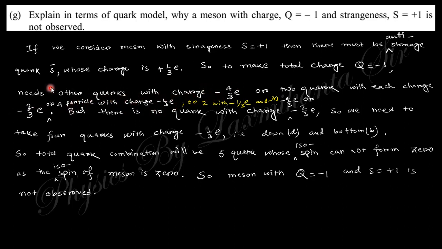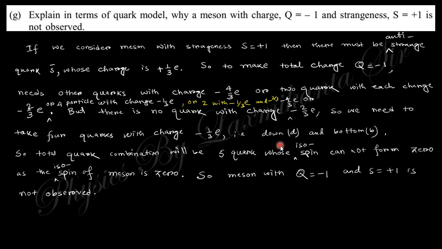Clear? So there is one anti-strange quark particle, and you need to take 4 quark particles with charge -1/3. You know -1/3 charge is for down and bottom, or you can say anti-up, anti-top. But you need to take 4 quarks and there is one more, so there are 5 quark particles, and you know for each quark the spin is half. Then what happens? For 5 quark particles, the total spin cannot be 0, because this is 5.